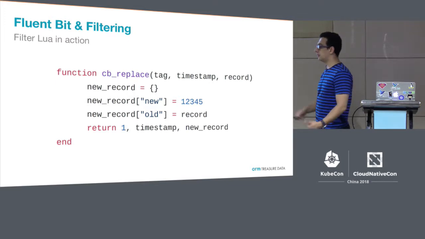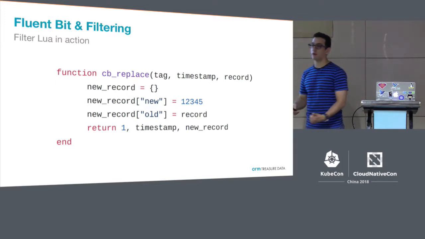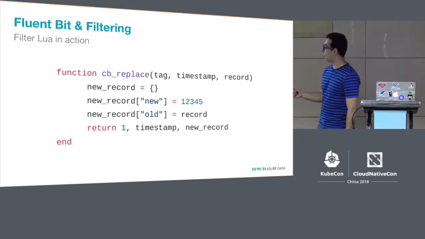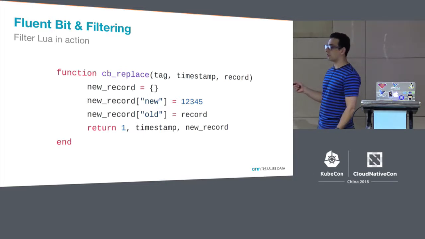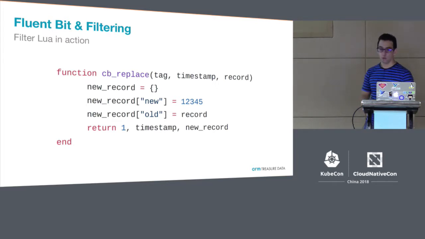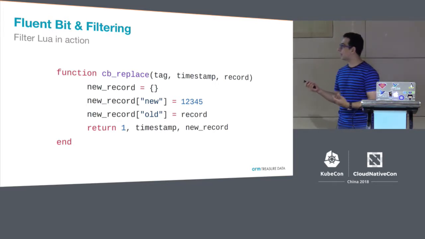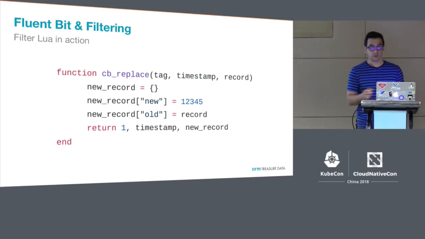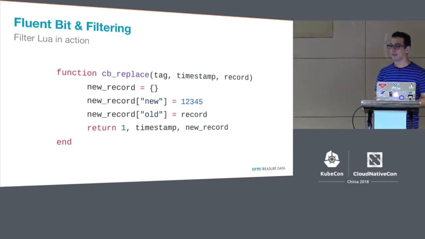Return 1, the first status code, means whether I'm going to delete the record, modify it, or just do nothing. One means I'm going to modify it. I keep the same time for the record, and then just return the new record. So if you want to do this in C, you will write like 200 lines, right? So you can write filters very easily in Lua. And the good thing about the Lua language is that we have a just-in-time compiler for it. So as of today, it works fine. Nobody complains.